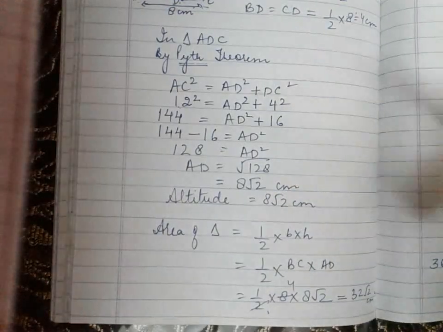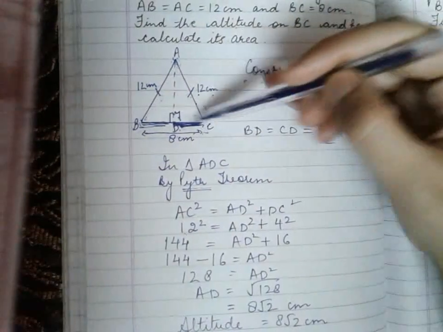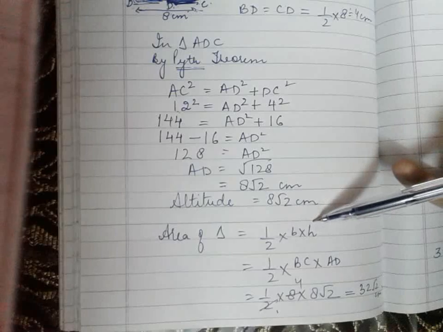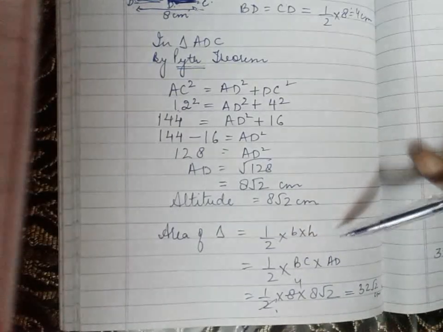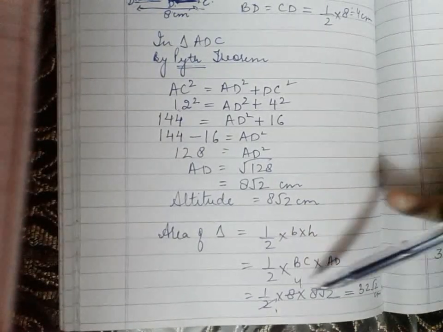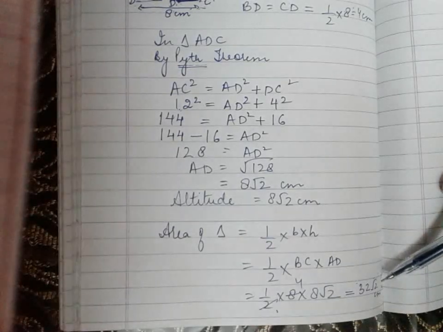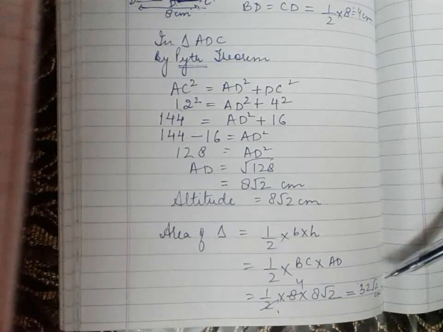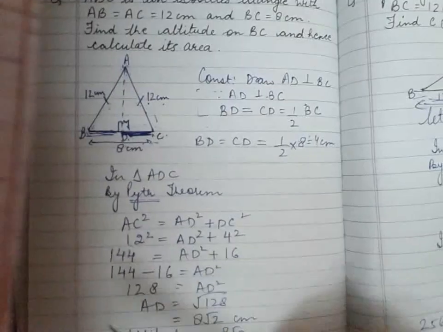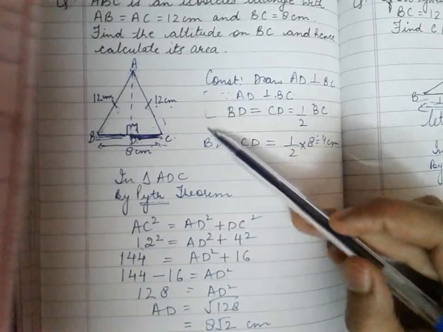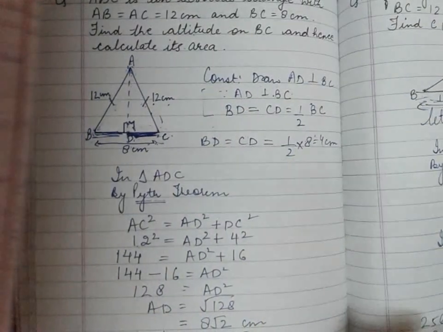Area of a right triangle is half into base into height. In this triangle, base is BC and height is AD. So area of triangle is half into BC into AD, which is half into 8 into 8 root 2, that is equal to 32 root 2 centimeter square. Just one important property of isosceles triangles is used here that you need to remember. See another question.